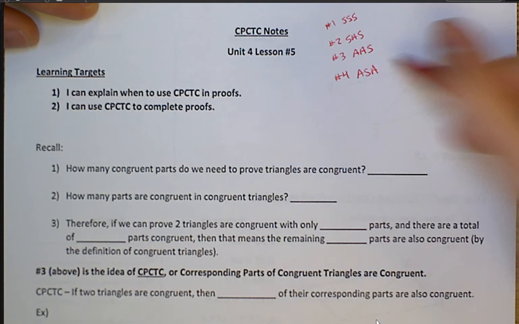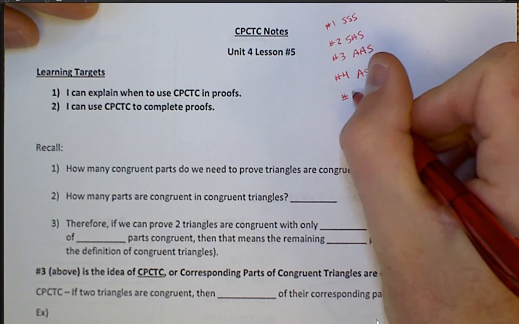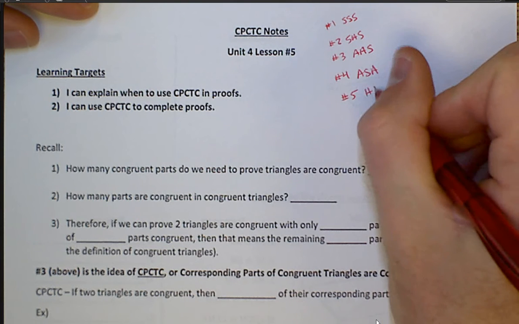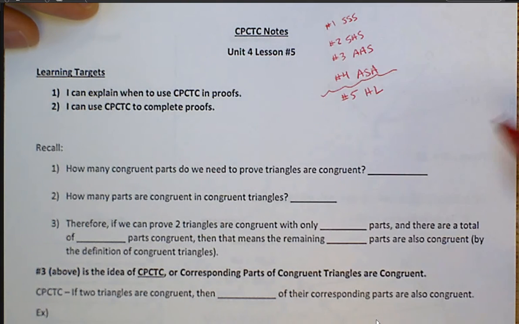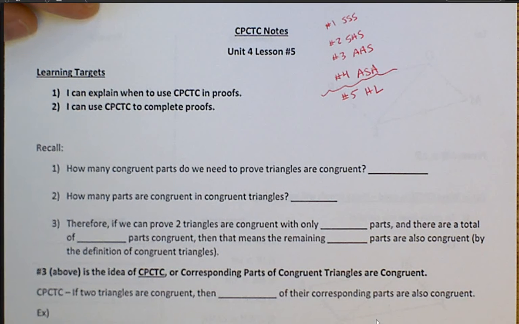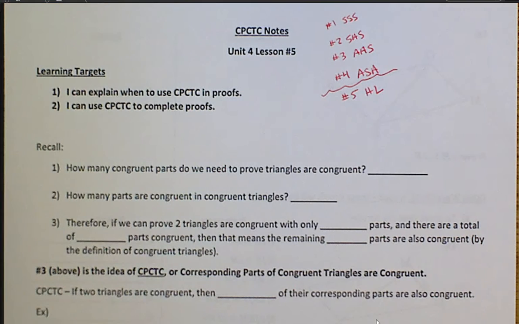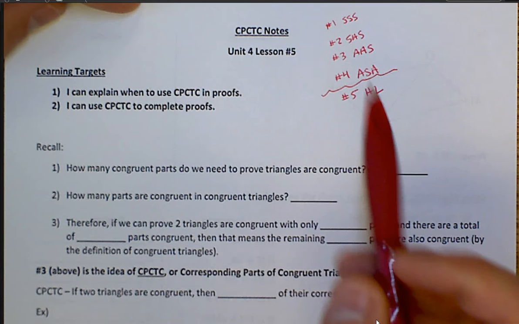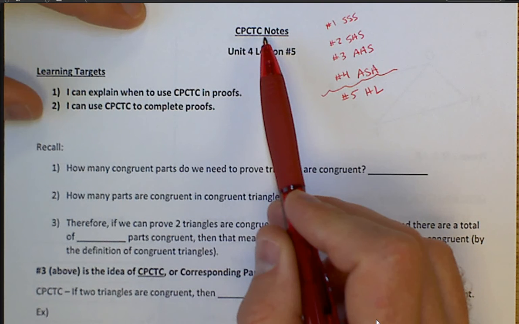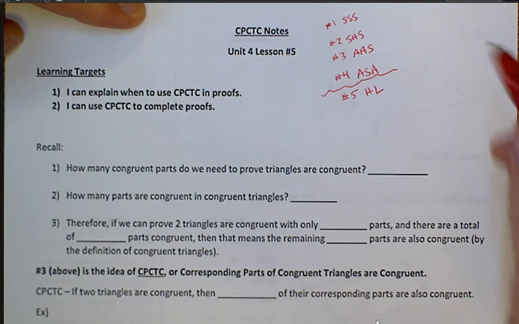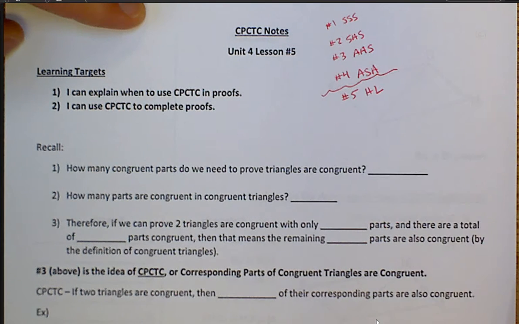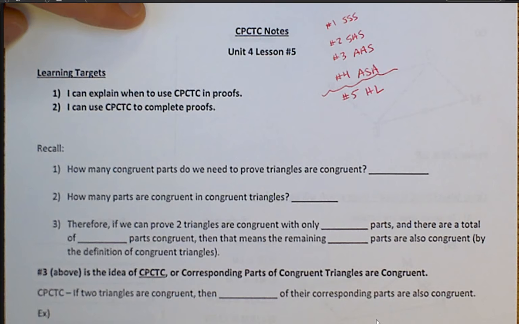Okay? And we've also learned the 5th, which is HL. And I kind of made that squiggly line there because HL doesn't have 3 there. That's the hypotenuse leg. And so what we're going to do today is use CPCTC, and CPCTC is used after you prove the triangles congruent, in a nutshell. All right, let's jump right into it.